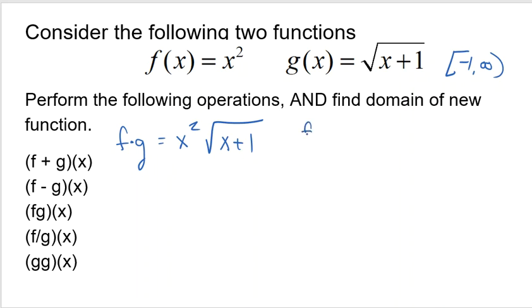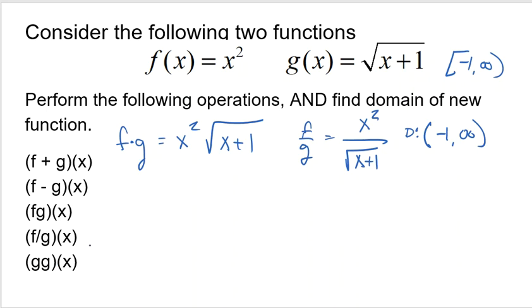Dividing, f divided by g is going to be x squared divided by the square root of x plus 1. Our domain does change a little bit here, because now I'm not allowed to be negative 1. If I plug negative 1 in, I get a 0. Zeros are okay in square roots, but it's not okay in a denominator. So because I created this denominator, my domain has a slight change to it now. And again, we've learned about all those things earlier.